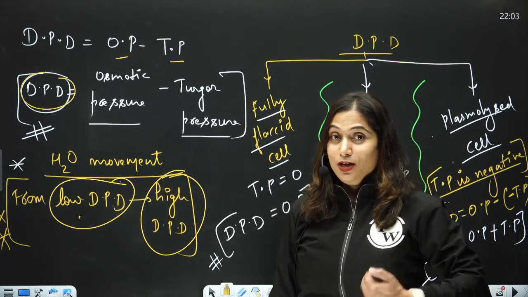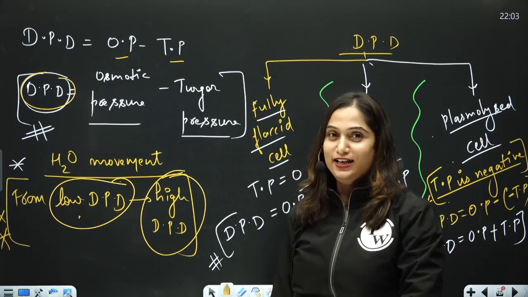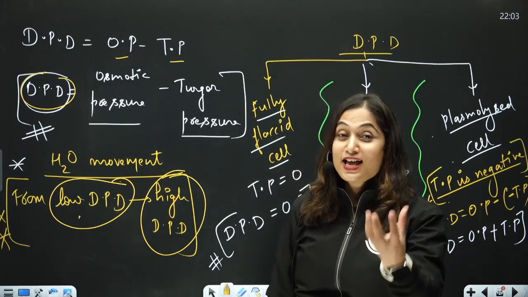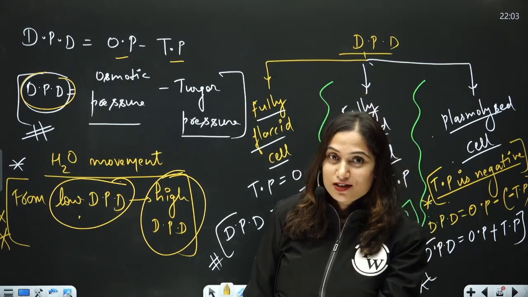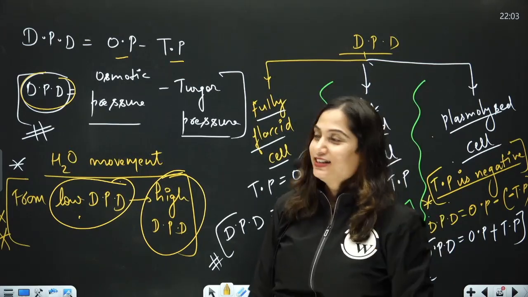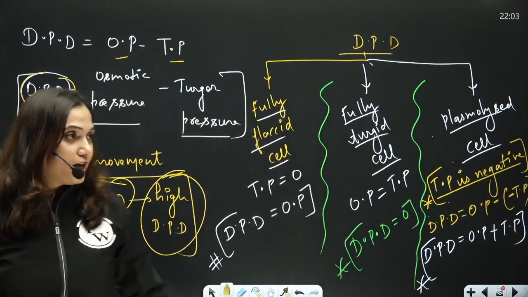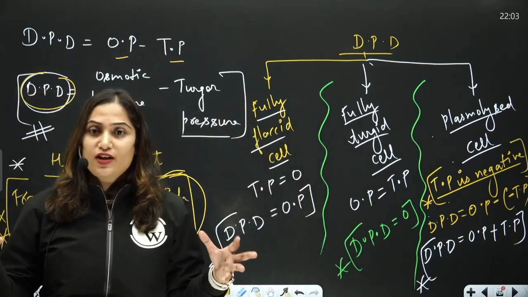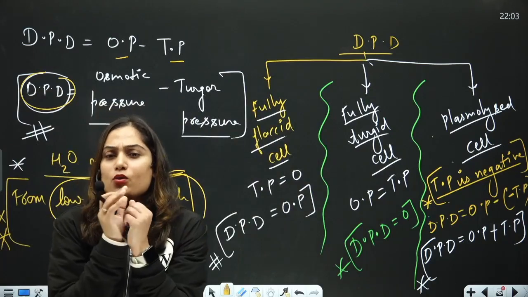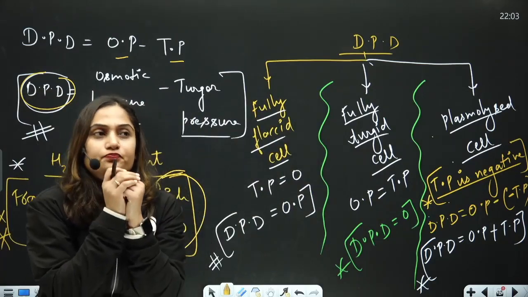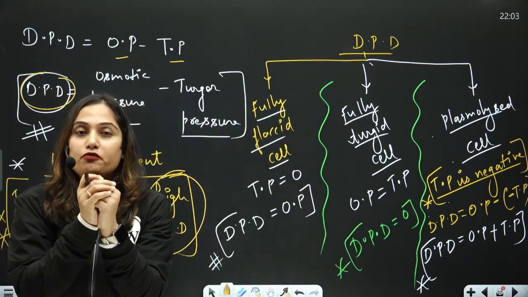Right? From low DPD to high DPD, because low DPD means less deficiency of water. That means water will go from there. Okay? So here we'll discuss 3 cases. Case of fully flaccid cell. Fully flaccid cell means a cell which is flaccid, which has very little amount of water in it.